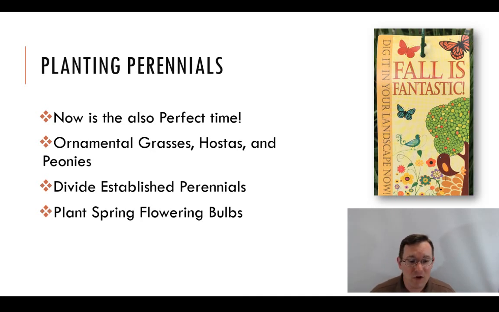Also right now, you can plant spring flowering bulbs. So things like tulips, daffodils, all of those, hyacinths. They can all be planted right now to come up in the springtime. And to me, doing that, it's kind of like Christmas because I'm kind of a forgetful person. So I'll plant bulbs, then totally forget about them. And then in the springtime, it's like a Christmas gift for myself.